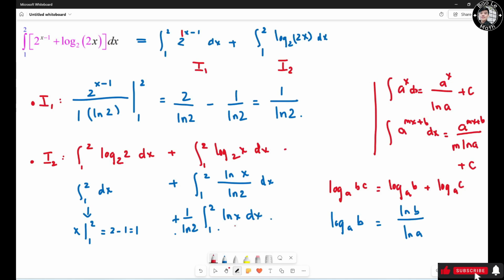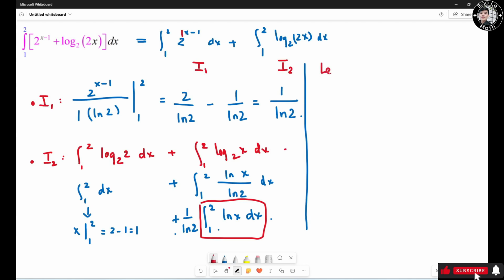Now I need to calculate this guy, right? So I need to use integration by parts. Now I'm gonna let u be natural log of s, then du equals 1 over s ds, right? And dv equals ds, then v equals s, right?